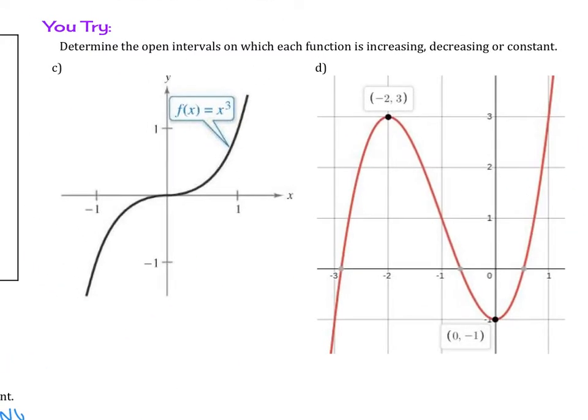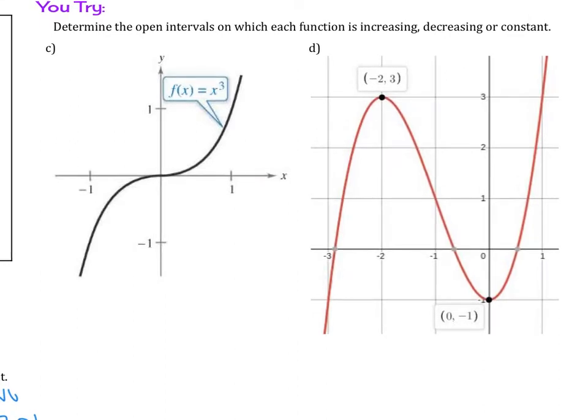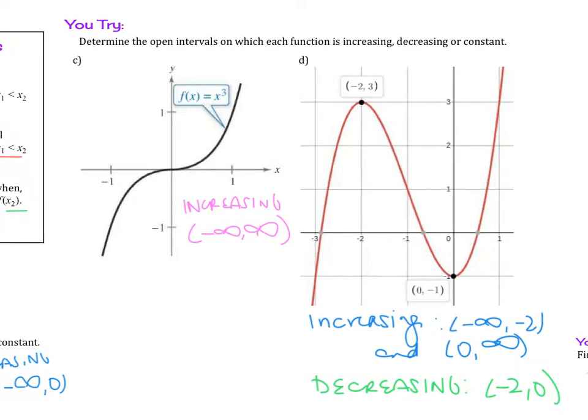So see if you can try out these examples here for C and D. Pause the video, and when you come back, I'll have the answers. If you try this out, the first one, it looks like it kind of stops here, but this is just all increasing. It's a cubic, so we're going to say it increases the entire way from negative infinity to infinity. Letter D, it's increasing here, so that's from negative infinity to negative 2, and then it's also increasing on this side, right? It's going up from left to right, and that is from 0 to infinity. It's decreasing in the center, so that is from negative 2 to 0.